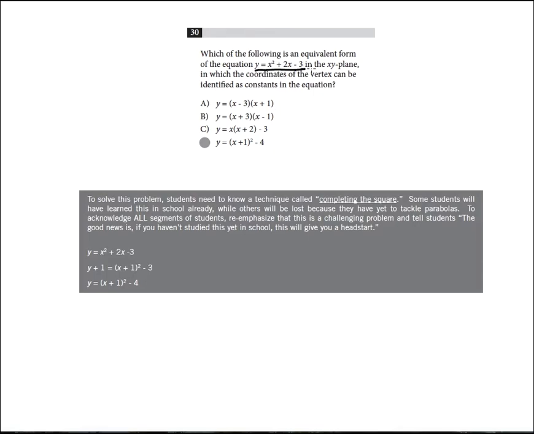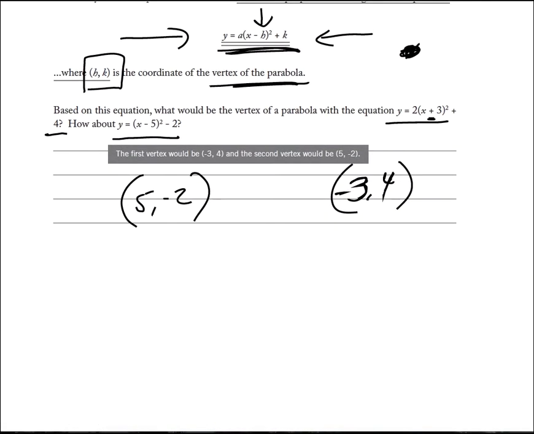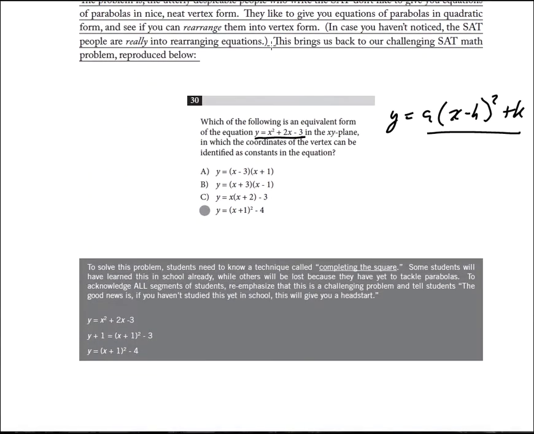We want to take this equation here and shift it into y equals a times (x minus h) squared plus k, right? Remember, we can flip back to page, I think 332 was that page? Yeah, 332, and that's our form here, guys. We want it to resemble that. So let's go back here.